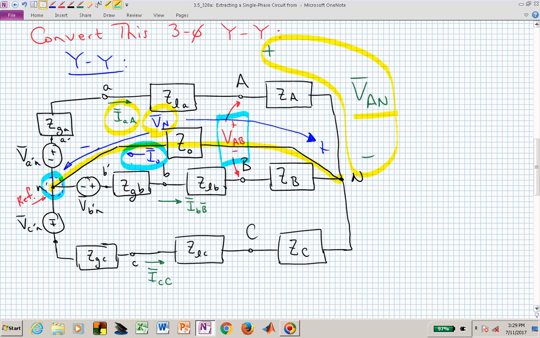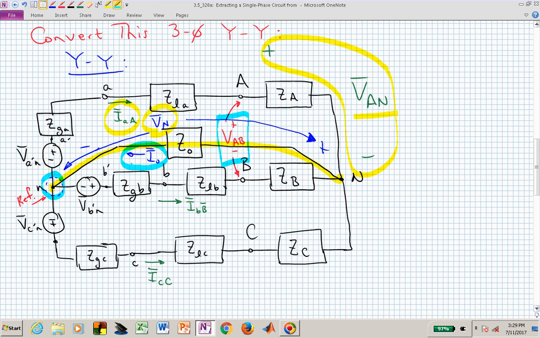All you're doing is you have 4 wires going into that node. You just want to algebraically sum up all of the currents that you have entering or leaving. So again, it's algebraically correct.